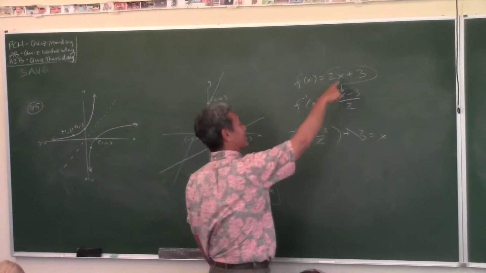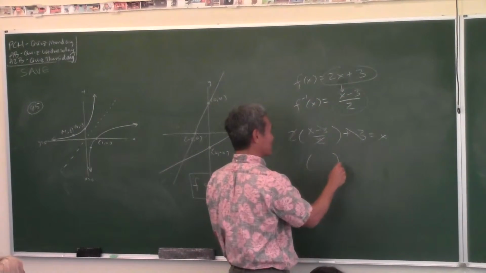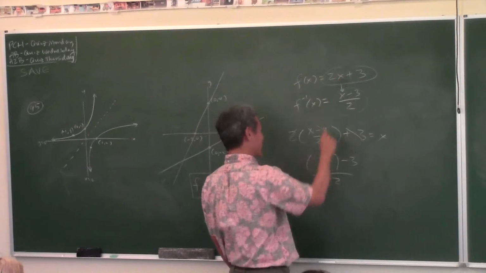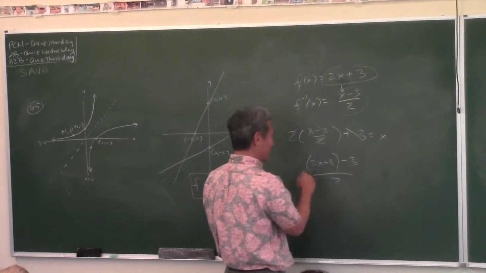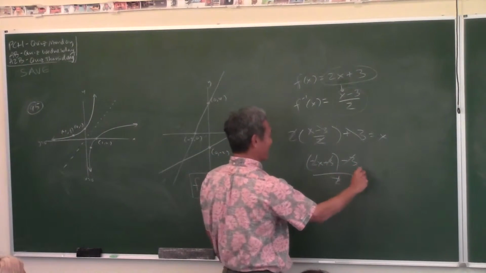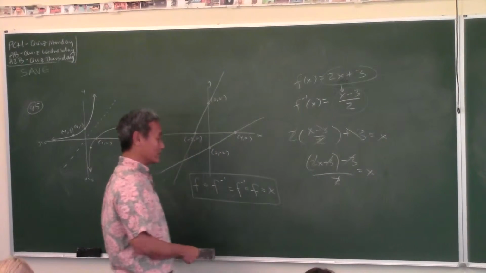So, if I take this and plug it in there, you get what? X minus 3 over 2. But what am I plugging in for x? That thing right there, 2x plus 3. And you can see that the 3's cancel out, the 2's cancel out, and all you're left with is x. So that's how you know they're inverses of each other.